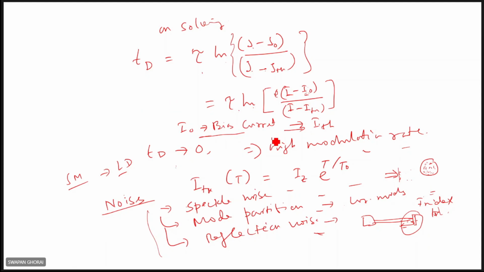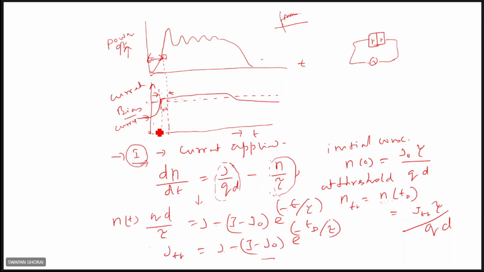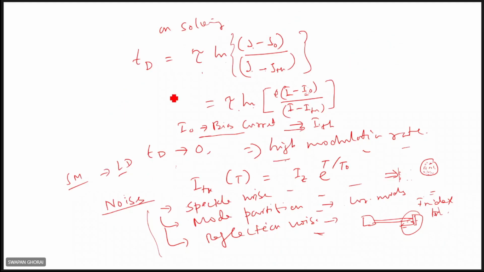That means if you apply the current very near to the threshold, I0 approaches the threshold, then I can have a high modulation rate. That's what is shown here. The bias current can be somewhere at 0 or zero bias current. Now, if you increase the bias current and it is very near to threshold, then this delay TD will be minimum. That means you can have a very high modulation rate. So that is the concept of the modulation rate.